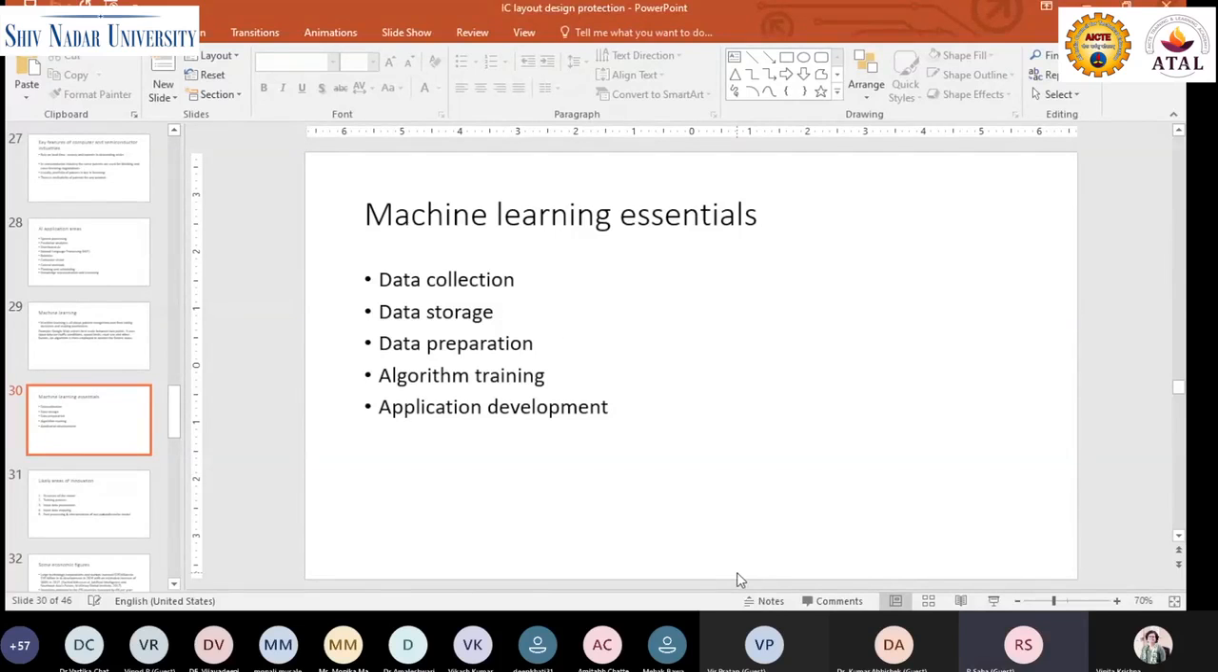So these are the things, but the point which you must remember is that it's not a lecture on machine learning, but it's basically indicating the relationship between IC layout design and various technologies which we see today. Next, please.